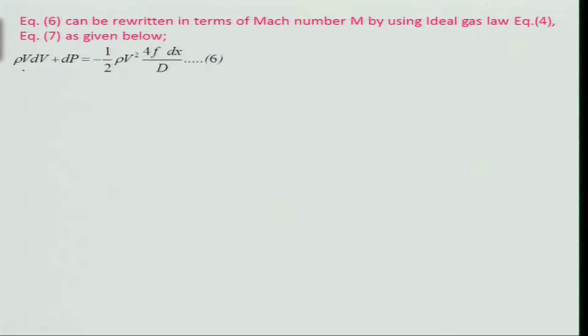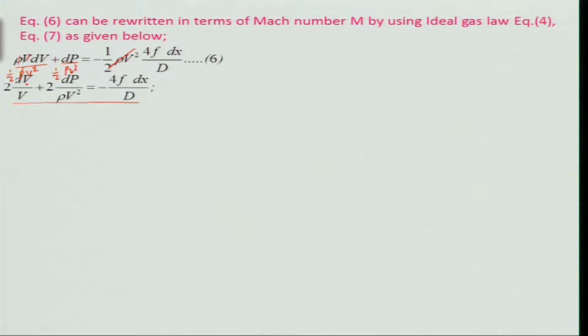What I will do is divide this expression by (1/2)ρV², and this will cancel out. If I simplify, I will get basically 2 dV/V, because this cancels out and then V cancels, plus 2 dP/ρV², equal to 4f dx divided by d, right. And what I want to do is put each term in terms of Mach number.